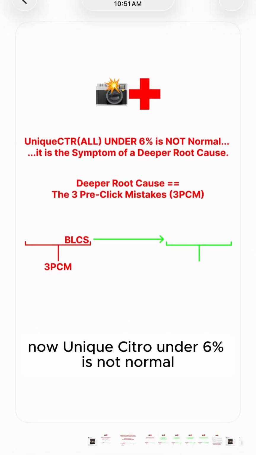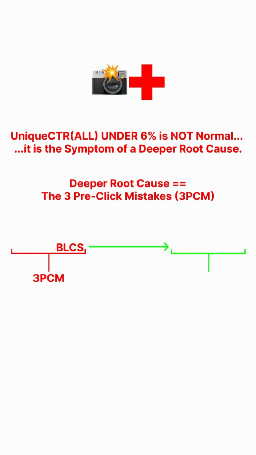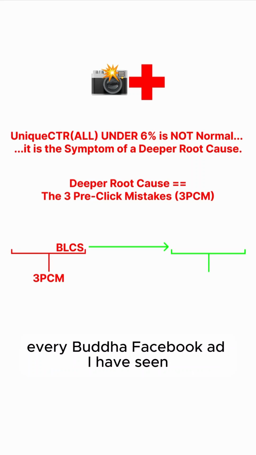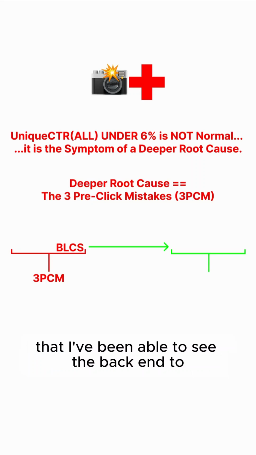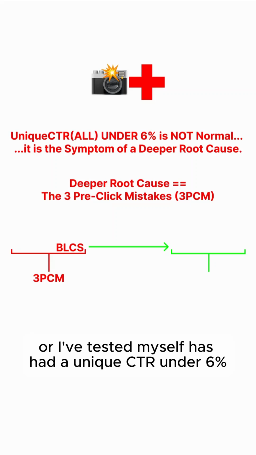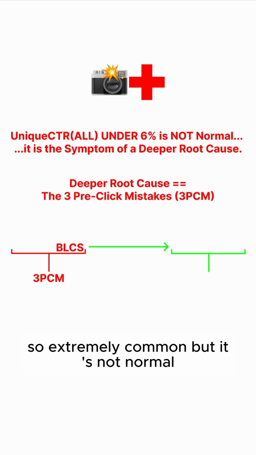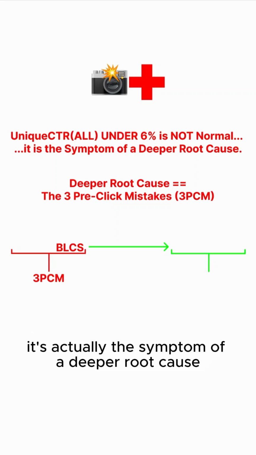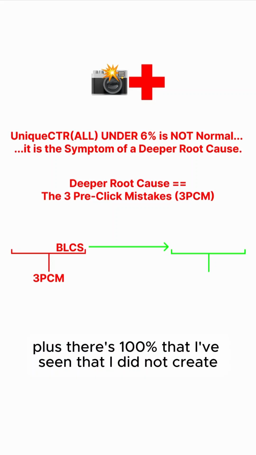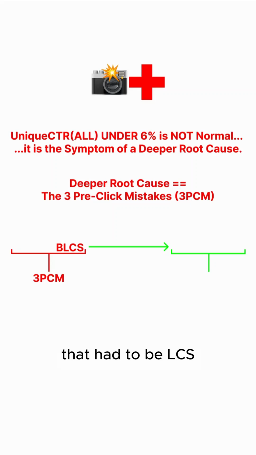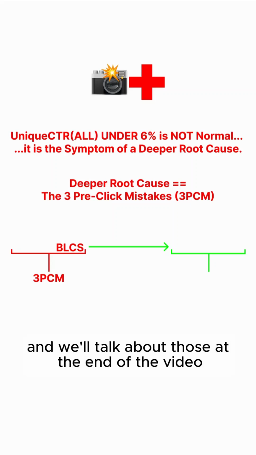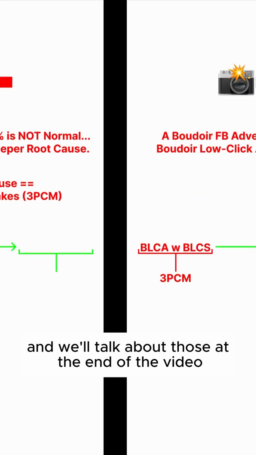Now, unique CTR under 6% is not normal. Extremely common, I believe. Every Boudoir Facebook ad I have seen that I've been able to see the back end to, or I've tested myself, has had a unique CTR under 6%. So extremely common, but it's not normal. It's actually the symptom of a deeper root cause. Well, this is 100% that I've seen that I did not create that had BLCS. So the deeper root cause are the 3 pre-click mistakes, and we'll talk about those at the end of the video.